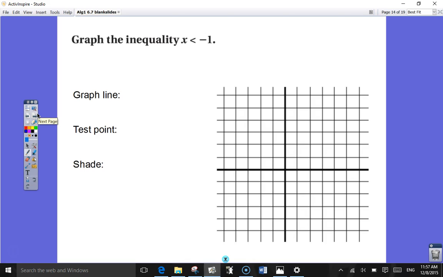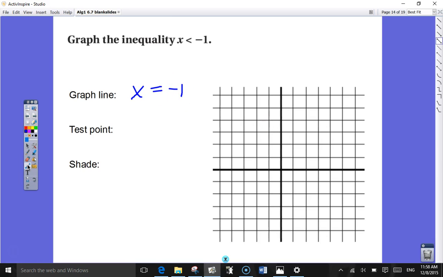Okay, how about x less than -1? We have to graph the line x equals -1. What kind of a line is it? It's vertical. Do you think I would be shading to the left or to the right if it's x less than -1? Chase? Should I go to the left or go to the right? Go to the left. On the x-axis, less than means to the left.